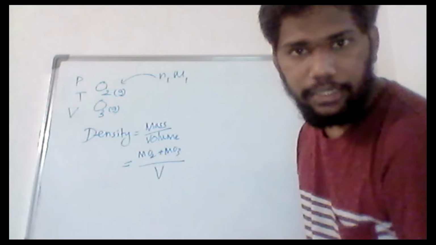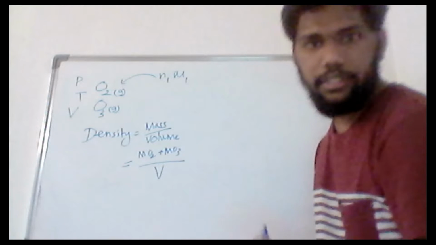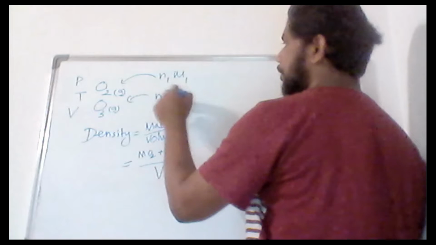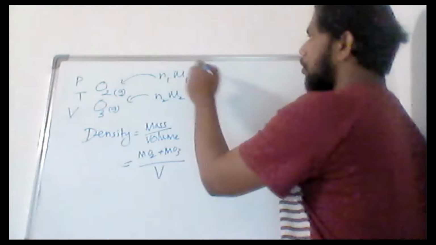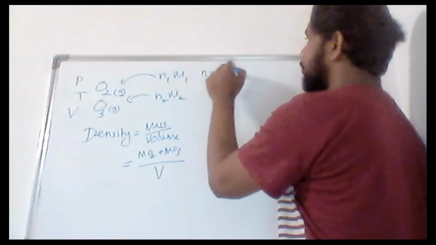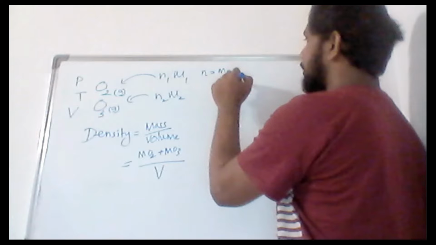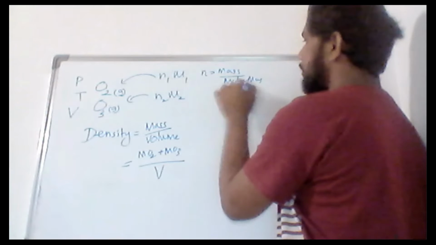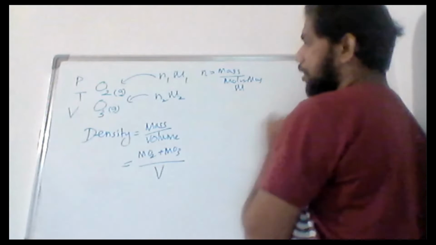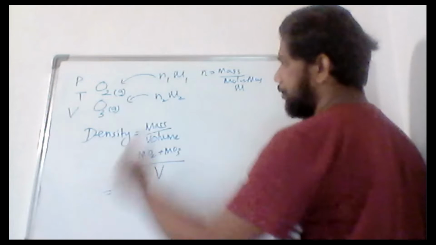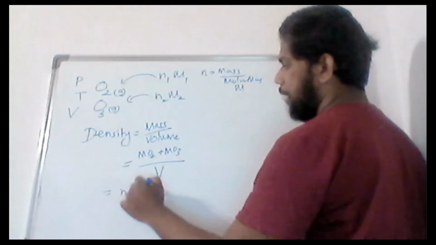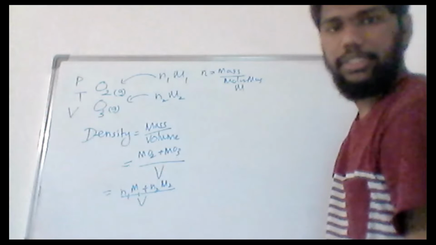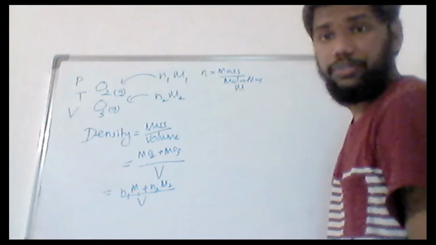For O3 it is N2 and M2, because you know the number of moles is equal to mass over molar mass. So mass is equal to N into molar mass, N into M. So what you have to do is just plug in: N1 M1 plus N2 M2 over V. So this is the density of this mixture.